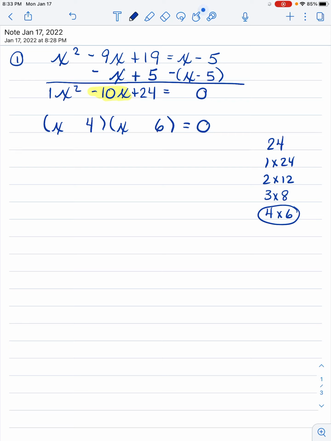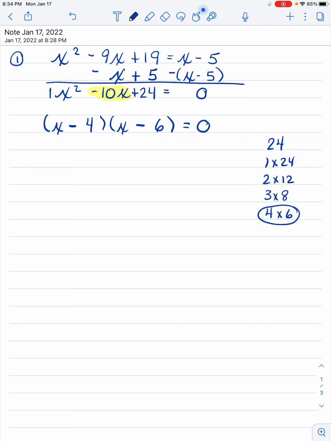Now, let's deal with this negative thing. My middle term is negative 10, and again, both of these numbers have to be negative because they're going to multiply together to give me positive 24. So I'm going to put negative. Now, let me check. X times x is going to be x squared. X times negative 6 is negative 6x plus a negative 4x. Okay, so that looks good to me.